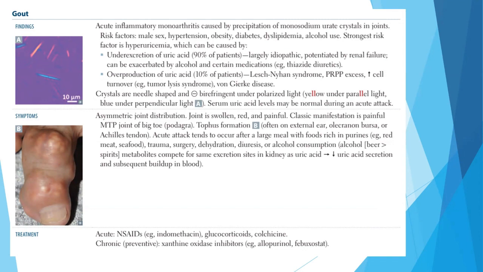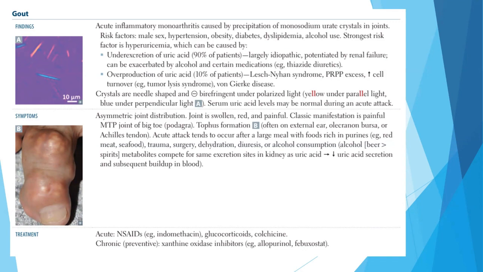Okay, so different alignment gives different color. So you can see that yellow under parallel light and blue under perpendicular light. So these are the same crystals. These crystals are not different, but the only difference is their orientation towards the light. So now this picture is very, very important and maybe the only clue sometimes to diagnose the case.